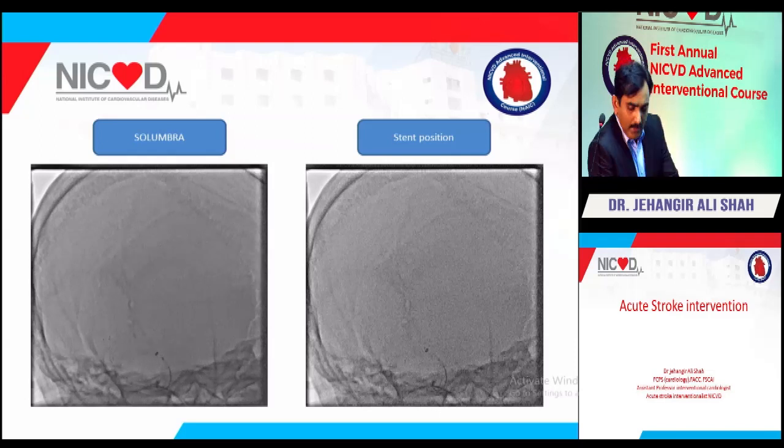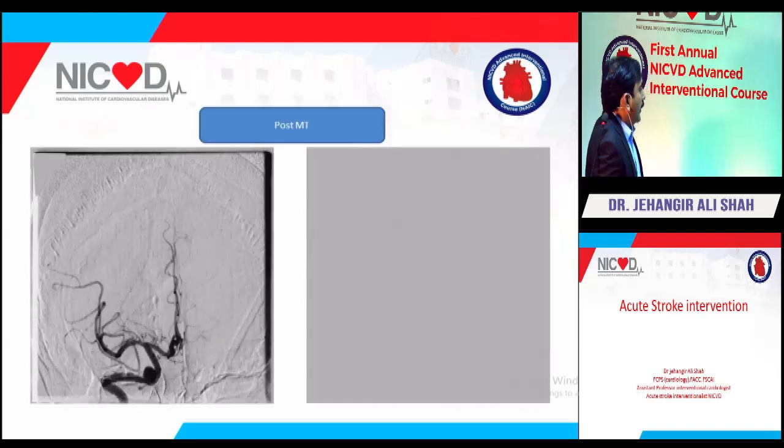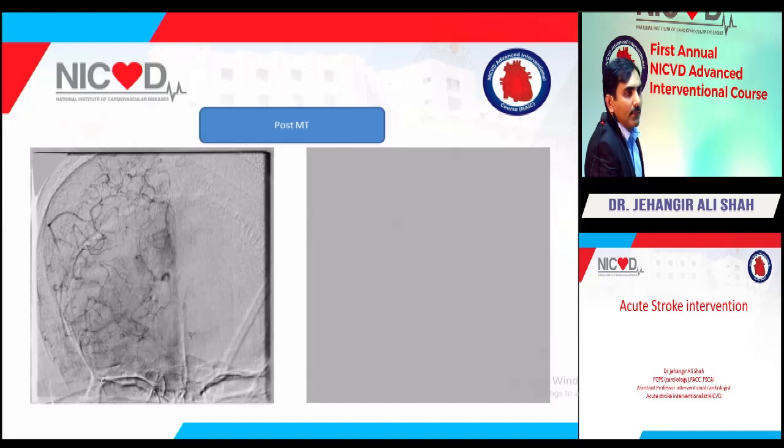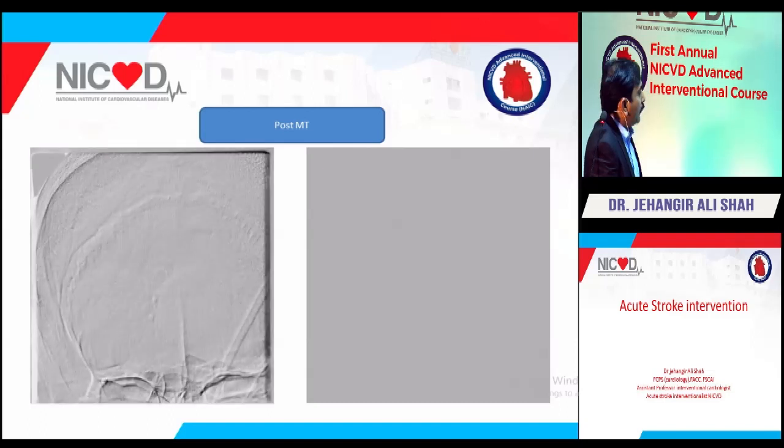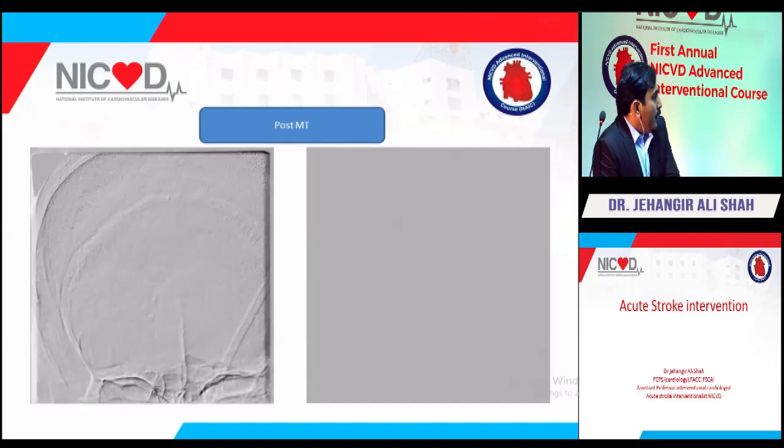In this view, we can also assess the length of the stent by giving an injection through this distal access catheter. This is the thrombus present, and the stent has just opened the artery. You can see clearly in between that the thrombus is seen. After doing the Solumbra technique in this patient, you can see the final result. There is good TICI 3 flow seen in this patient. This is the AP view, and this is the lateral view.